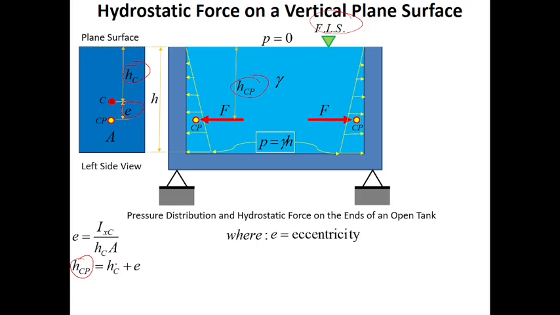So, the vertical distance from the free liquid surface to the centroid of the plane area plus the eccentricity will give us the vertical distance from the free liquid surface to the center of pressure. No? So, HCP equals HC plus E.